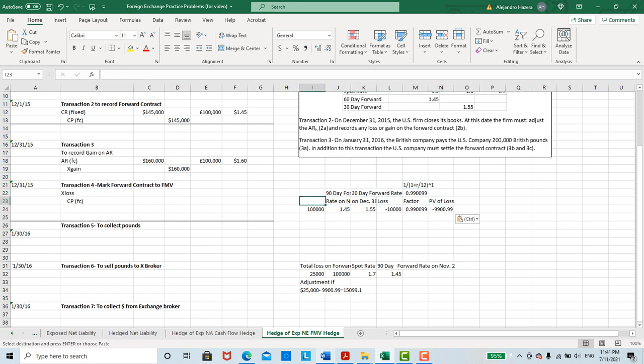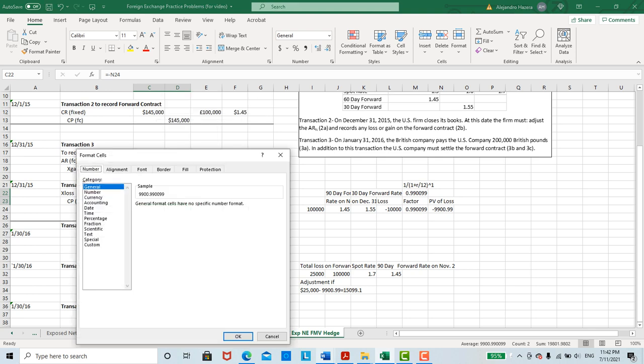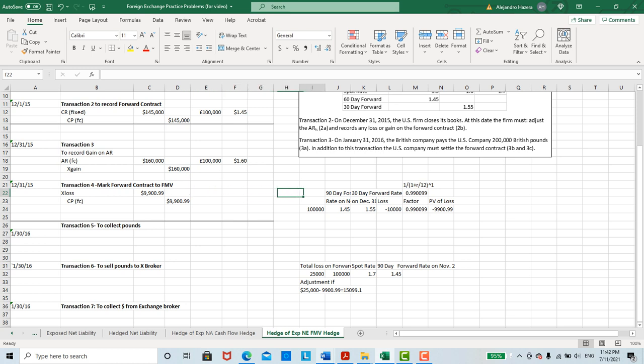Okay, and the amount that we're going to put in is equal to negative, the loss on the forward contract. That amount and that amount. I'll explain this in a second. Let's put this in dollars. Okay, but let's go ahead and do this calculation.